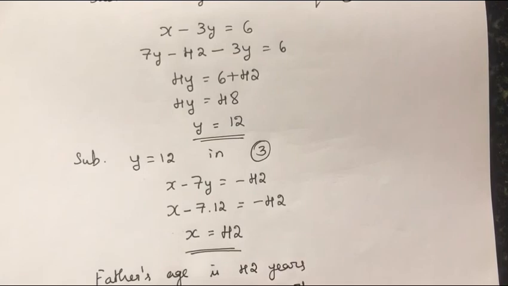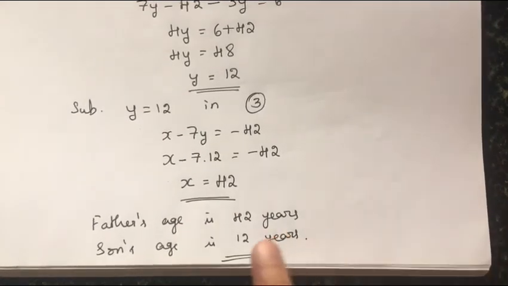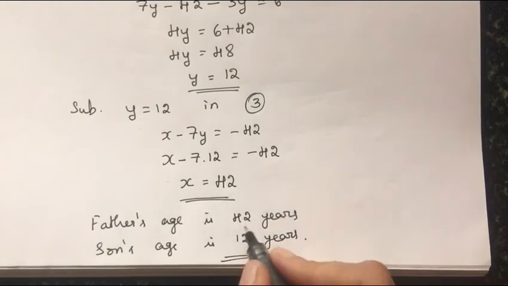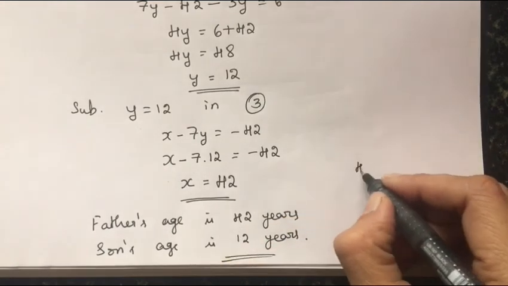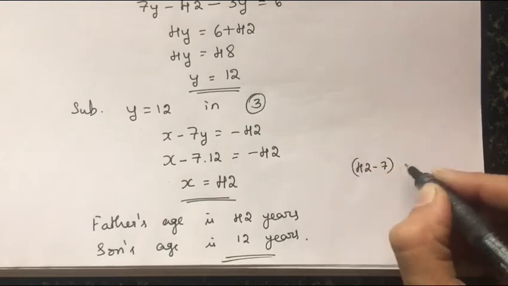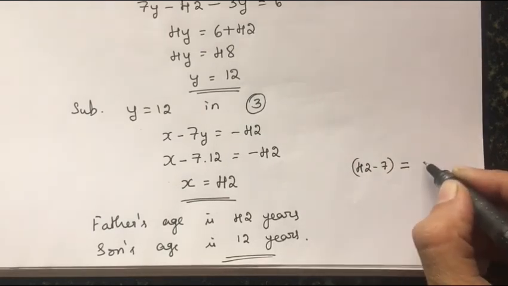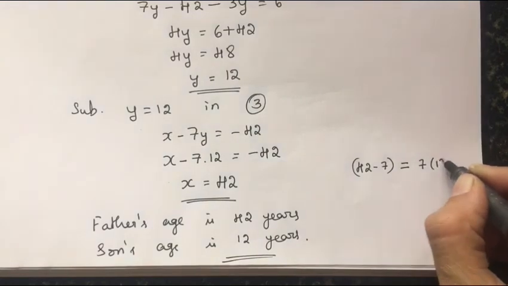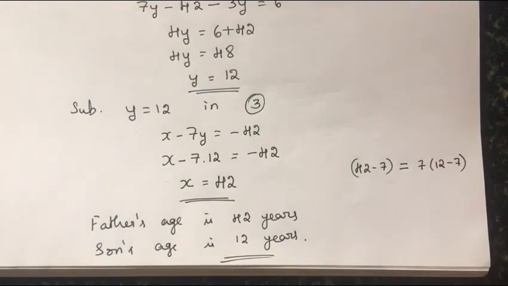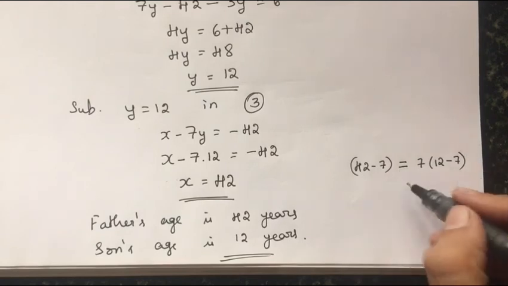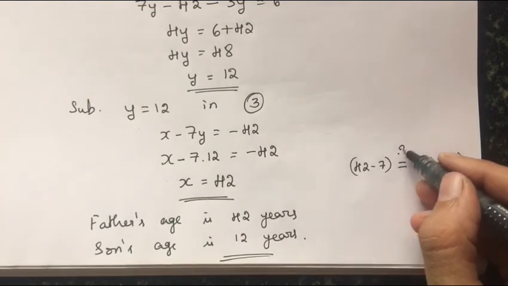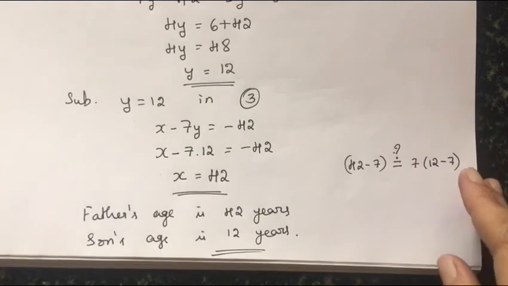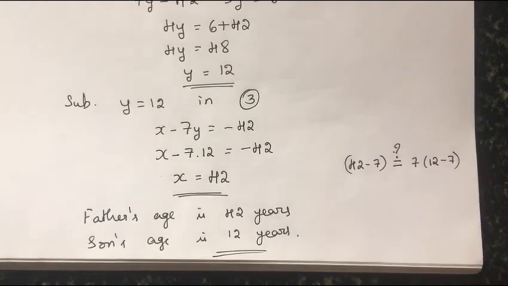You can cross check your answers because it is mentioned 7 years ago. 7 years ago means 42 minus 7. This should be equal to 7 times the son's age. Right? These two should be equal. If they are equal, then your answer is correct. Always go for rechecking. Okay.